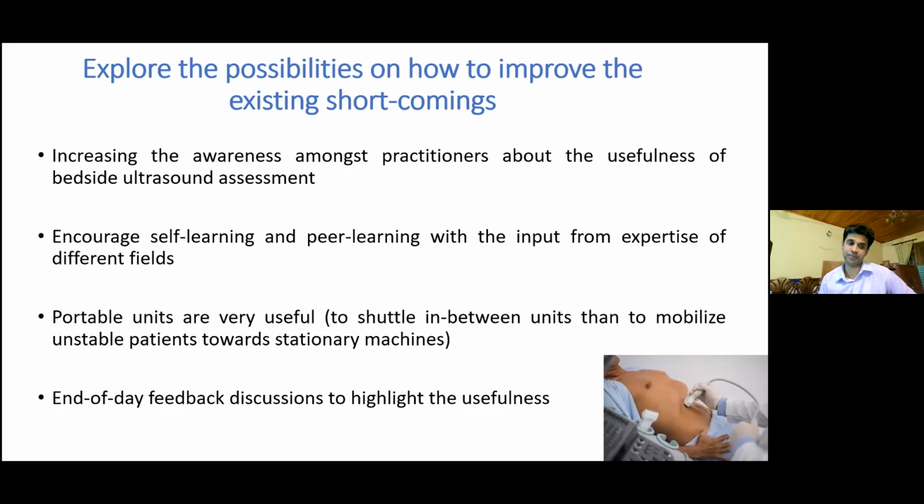And then the other important aspect is portable units. Utilizing portable units is very useful to shuttle between units rather than trying to transfer unstable patients towards a stationary machine. So I think when it comes to annual utilization of funds and allocation, we should focus more on trying to get some portable units by ways and means of convincing the administrative aspects.